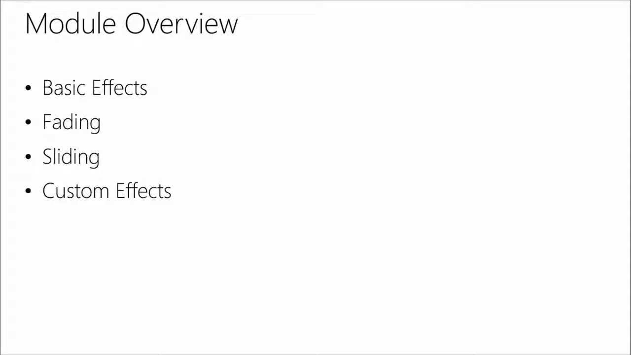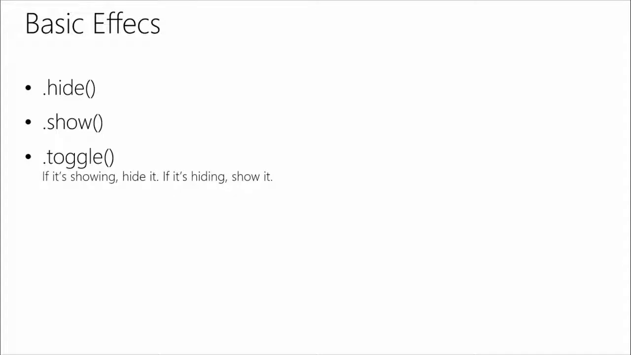So we're going to talk about basic effects, and then specifically about fading, sliding, and then doing custom animations. The basic effects are hiding, showing, and then, I love this one, toggling. Let's do away with the logic of if it's hidden, show it, if it's showing, hide it. Let's just abstract that and say, just toggle it for me. That's just the most boring thing ever to write that code. If it's this, toggle that, blah, blah.